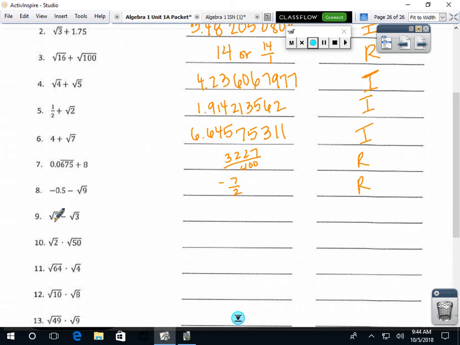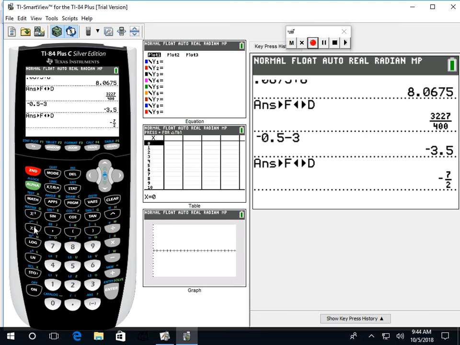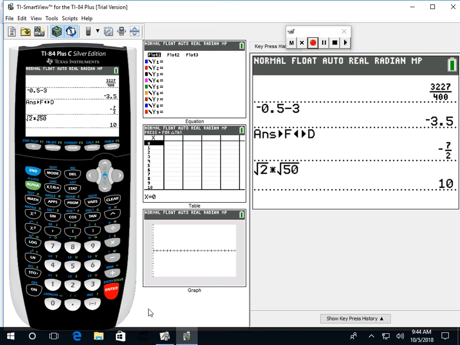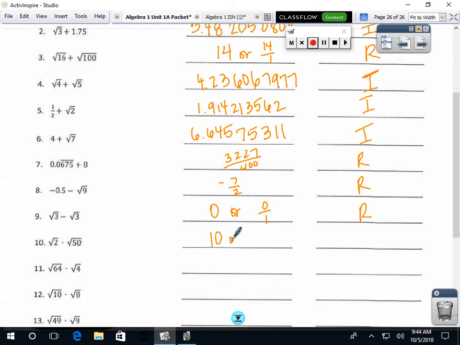All right, what is the square root of 3 minus the square root of 3? 0. Is 0 rational? Yes, because any whole number, even 0, can be put over 1. So that is rational. All right, number 10, the square root of 2 times the square root of 50. Right, because the square root of 2 times the square root of 50 is just the square root of 100, and the square root of 100 is 10. And 10 can be put over 1. Any whole number can. And so that is rational.